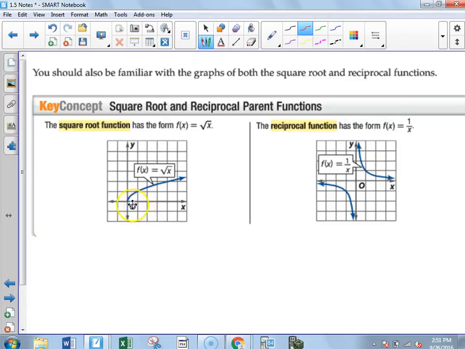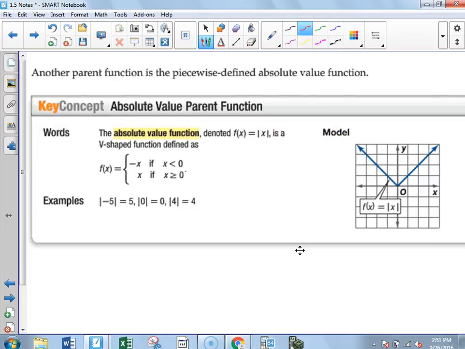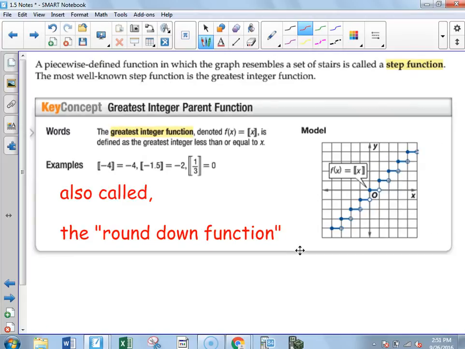Then we're going to talk about the square root, which is like half a sideways parabola, and this reciprocal function that has asymptotes. And do you remember seeing this one before, the absolute value function? Okay, the V. And everybody's least favorite. Do you remember this one? The step function, okay?